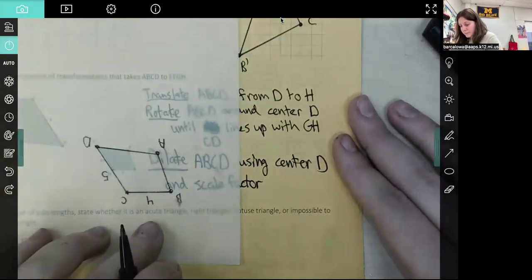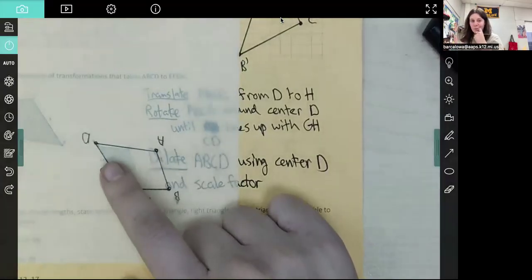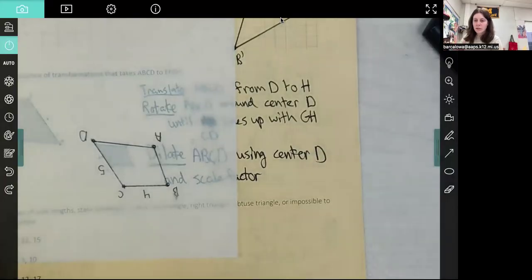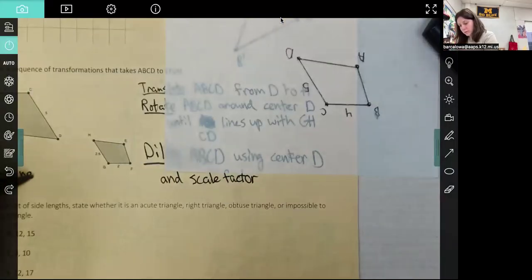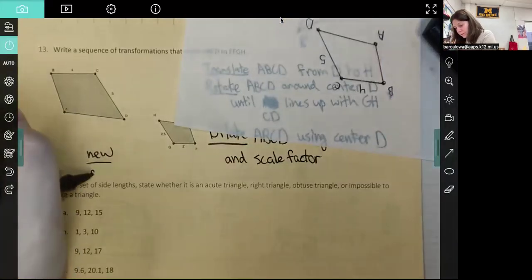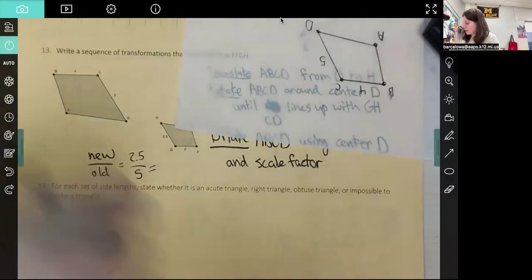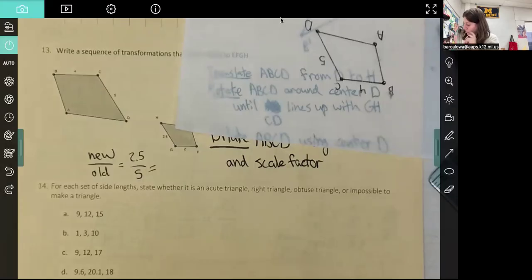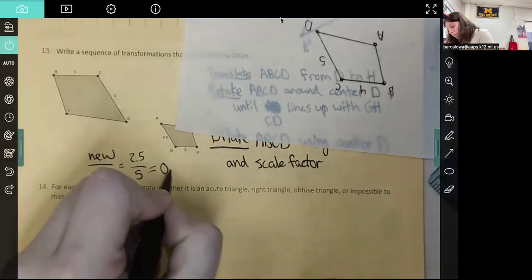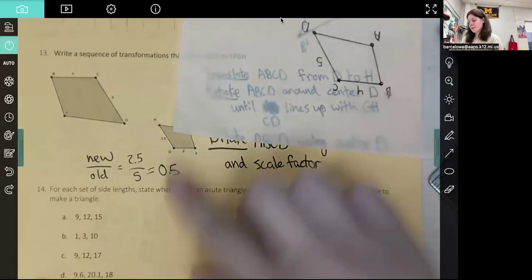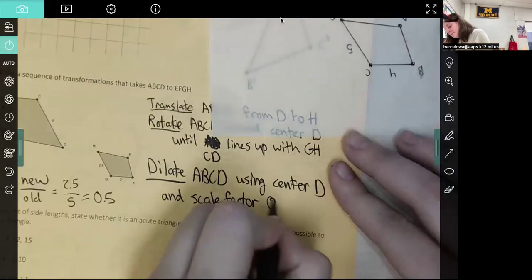Okay, let's see. Looks like this was 5 and 2.5. So I want my new one divided by the old. New divided by old. 2.5 over 5. Type that in my calculator. You should get 0.5. I'm just double checking. Yeah. Which makes sense because it's smaller than 1 and I'm getting smaller.